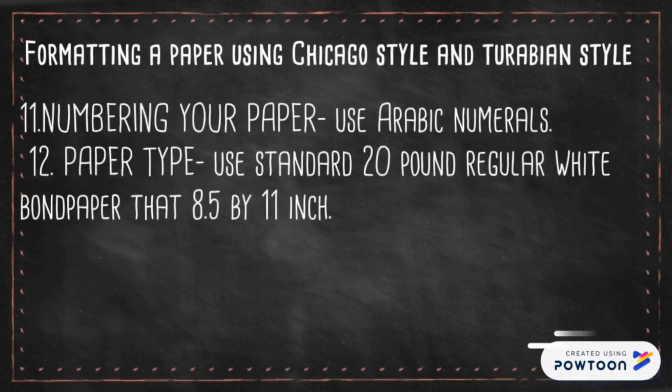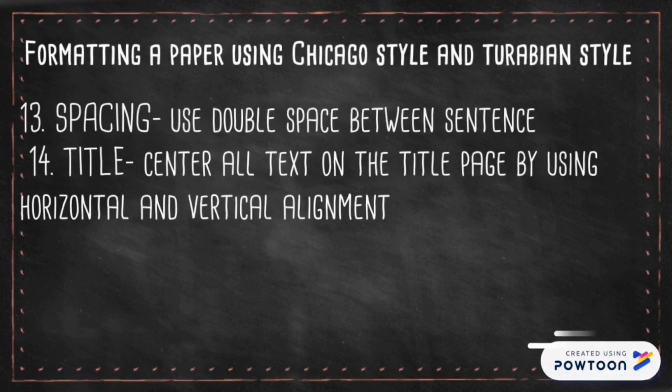Number 11. Numbering your paper. Use Arabic numerals. Number 12. Paper type. Use standard 20-pound regular white bond paper that is 8.5 by 11 inches. Number 13. Spacing. Use a double space between sentences. Number 14. Title. Center all text on the title page by using horizontal and vertical alignment.